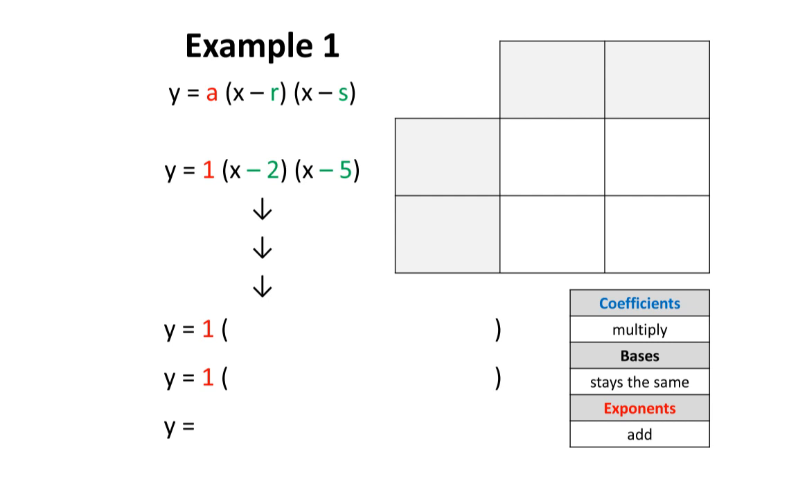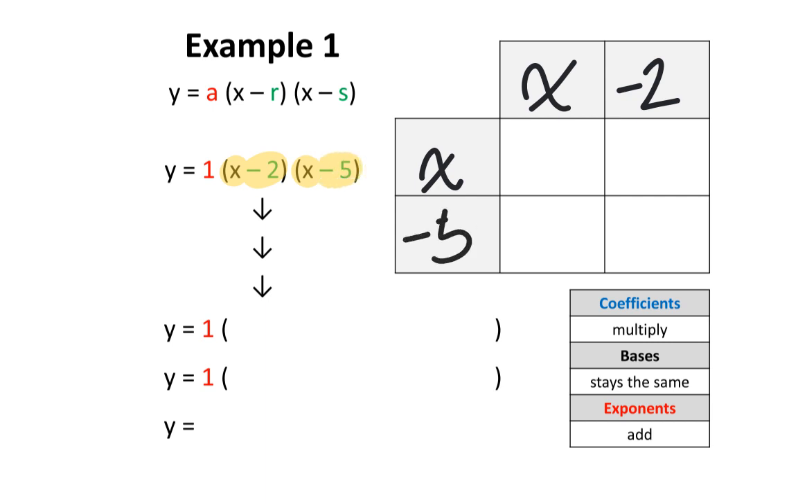In our first example, we have an equation of a quadratic relation in factored form. We want to convert it to standard form using the process of expanding. We're going to use the table to the right to help us do that. We're going to start with the variable of x, and write it over here. Next, we're going to take -2, and write it over here. Next, the variable of x, and write it over here. And last, we're going to take -5, and write it over here.